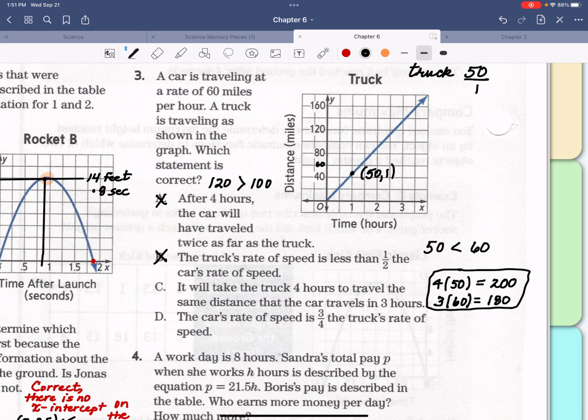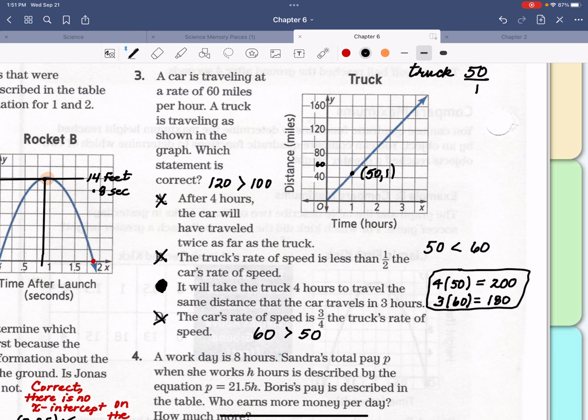So let's look at D. The car's rate of speed is 3/4 the truck's rate of speed. No, because the car's going faster than the truck. The car is 60. The truck is about 50. And D is saying that the car's going slower. So C is the only possible answer it could be.